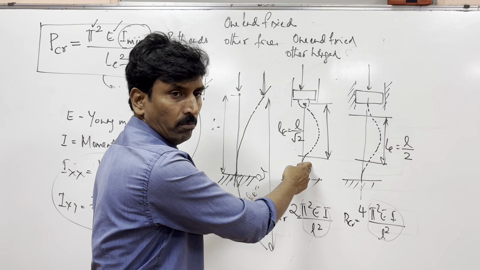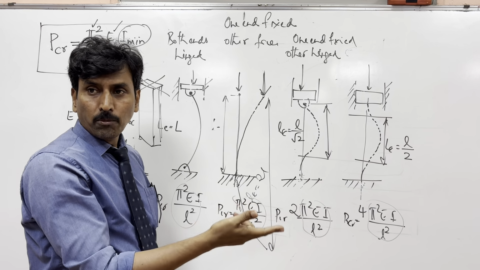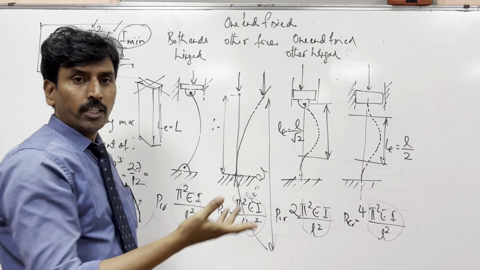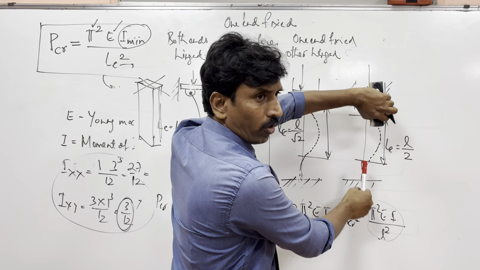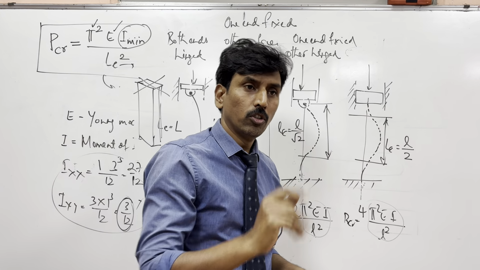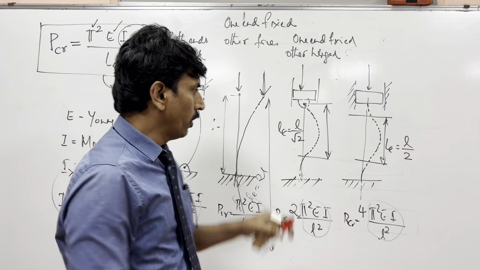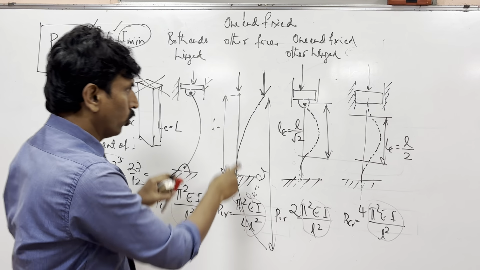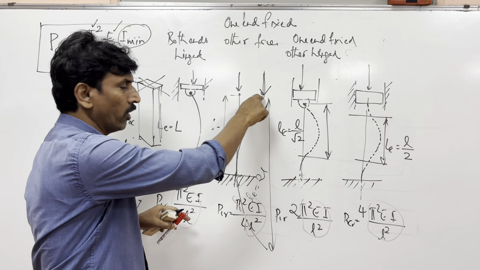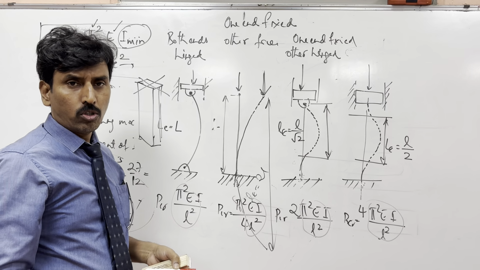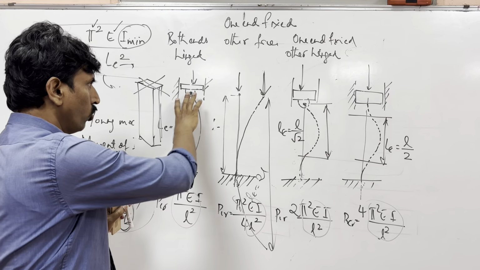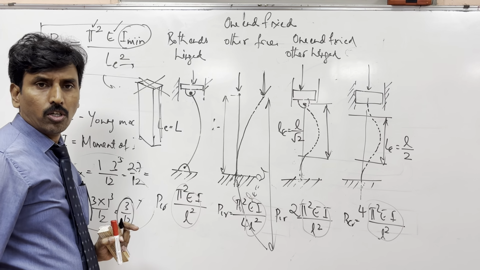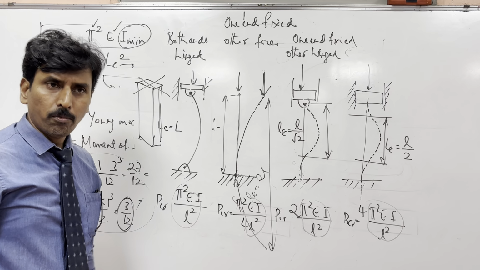What about this column? 2 times stronger than this column. What about this column? 4 times stronger than this column. When you hold on both sides, it becomes 4 times stronger. When you hold with one end fixed and the other end hinged, it becomes 2 times stronger. When you don't hold on both sides, with one end fixed and the other end free, it becomes weaker by almost 2 times. So you can compare with the standard case, which is both ends hinged. This is how Euler's formula could be used.